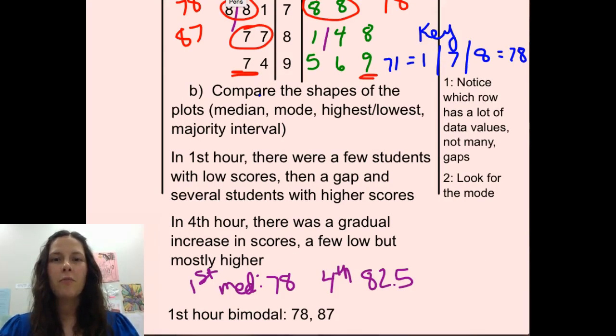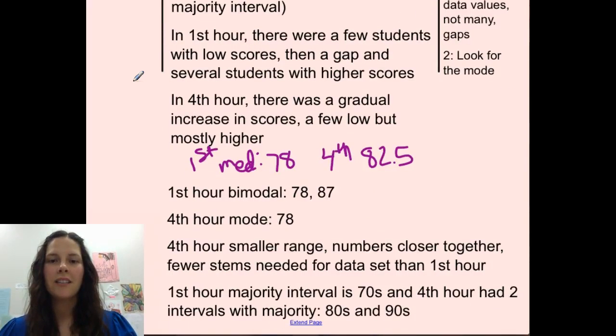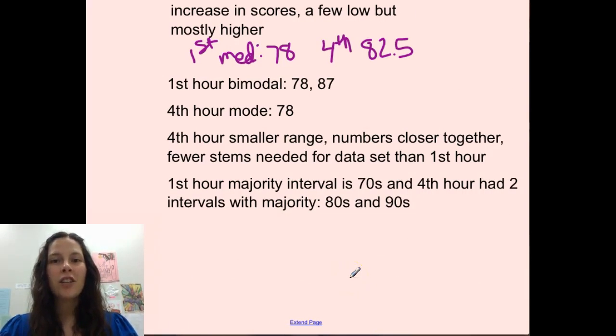The last piece of information we can get from our stem and leaf plot is where the majority of the data lies, or the majority interval. When we look at first hour, the 70s have 3 stems. None of the other intervals have that many stems. But in fourth hour, both the 80s and the 90s have 3 stems, so we have 2 majority intervals in that case. Everything that I just talked about, I typed up for you, so again, hit pause so you can get this information down.